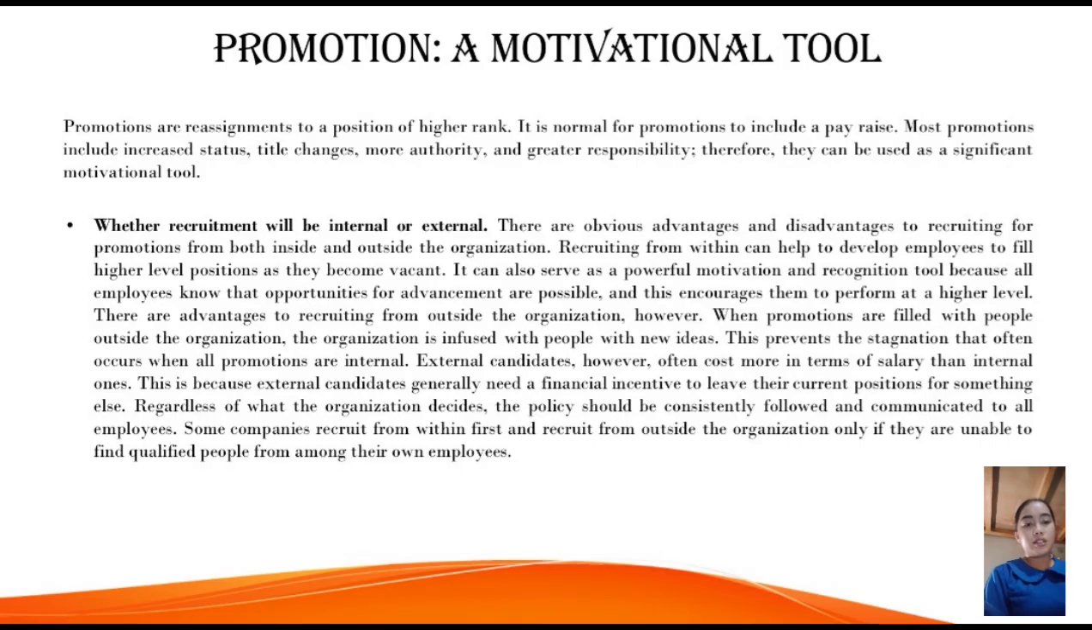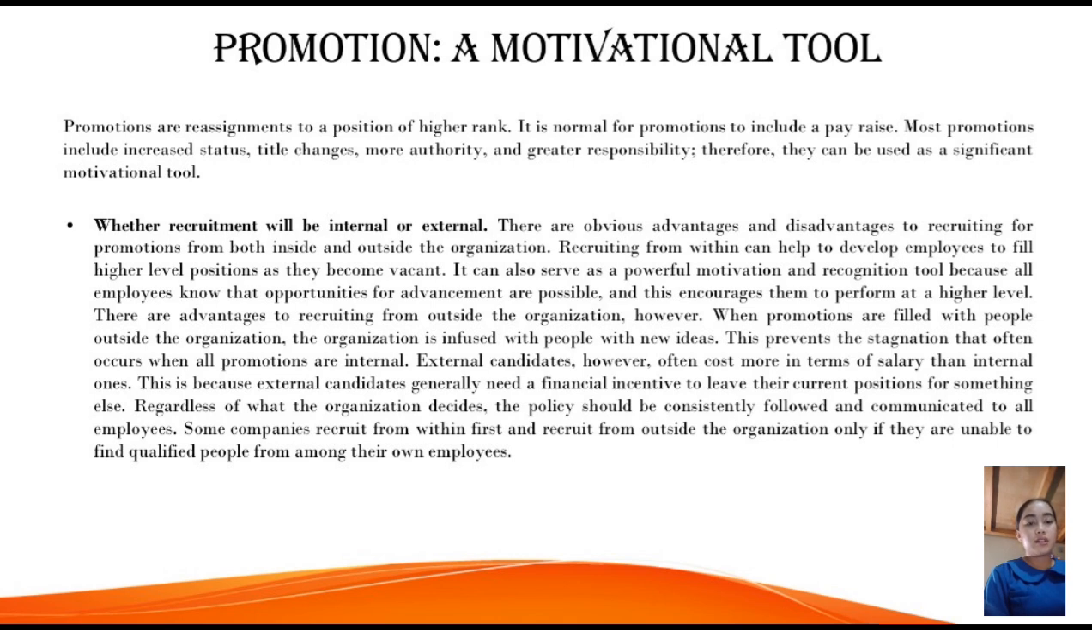There are advantages to recruiting from outside the organization. When promotions are filled with people from outside, the organization is infused with people with new ideas. This prevents the stagnation that often occurs when all promotions are internal. External candidates, however, often cost more in terms of salary than internal ones.